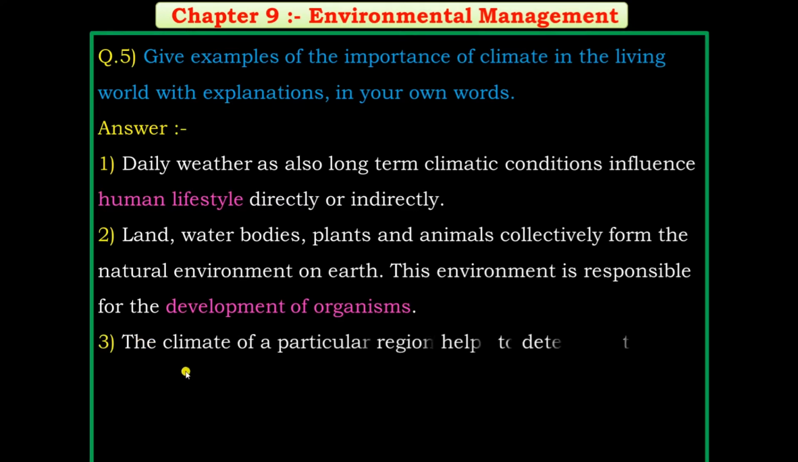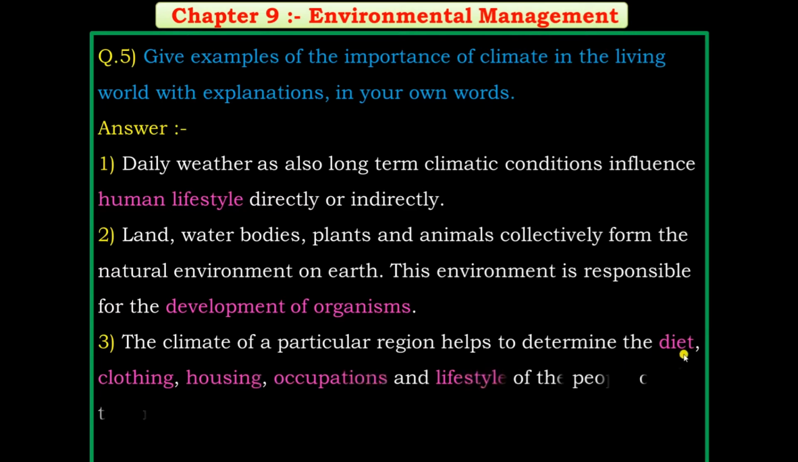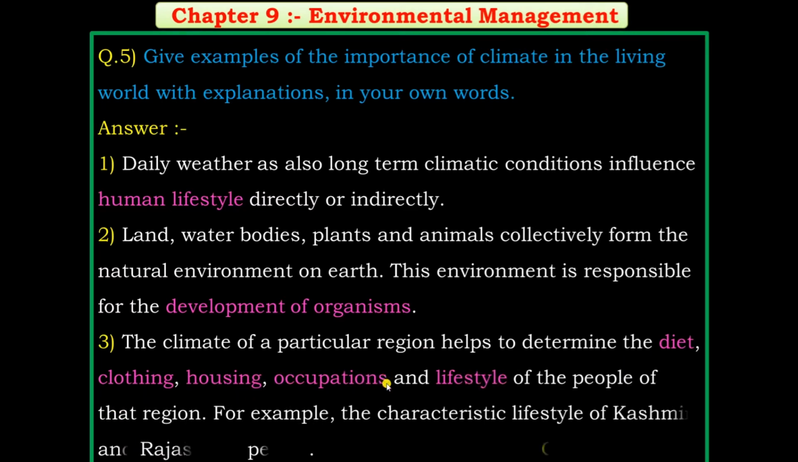Point number 3, the climate of a particular region helps to determine the diet, clothing, housing, occupation, and lifestyle of the people of that region. For example, the characteristic lifestyles of Kashmiri and Rajasthani people are different. The answer continues on the next page.